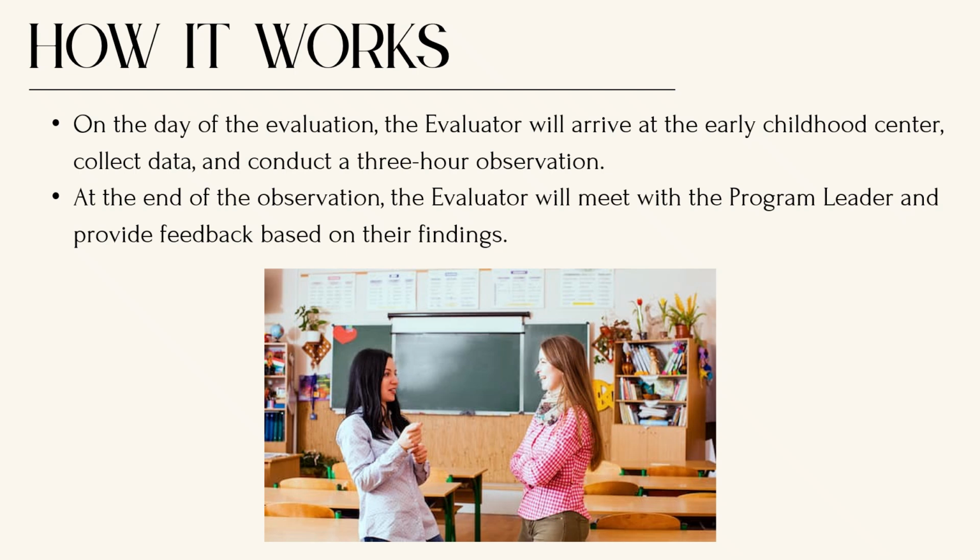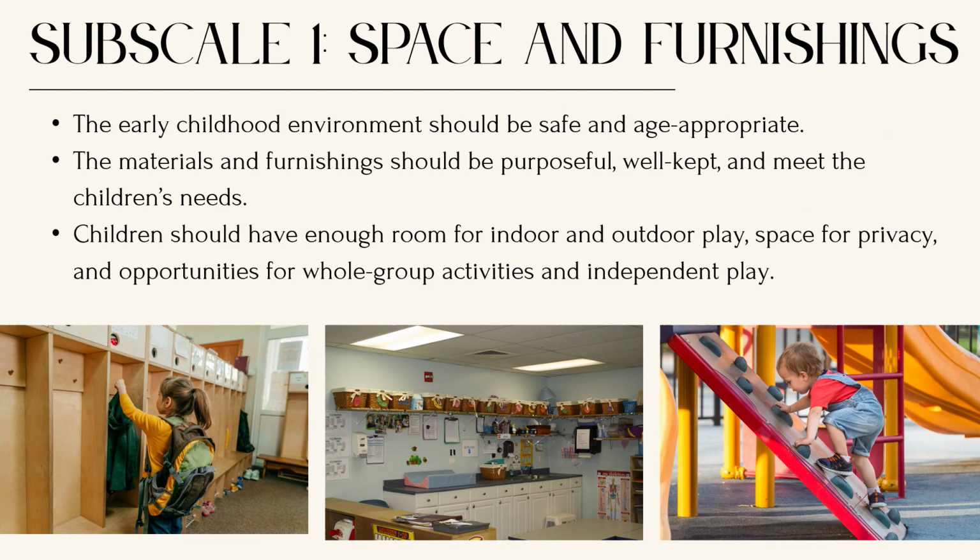Let's look at the first subscale that is assessed. The first subscale that is assessed is the program's space and furnishings, so the program's overall learning environment. The evaluator is looking at the materials in the classroom, the furnishings, the layout of the room, the space. They're assessing whether the environment is safe and age appropriate and whether it is well kept and the different materials are purposeful and whether they're meeting their children's needs.